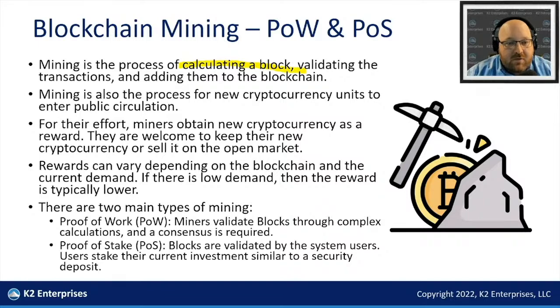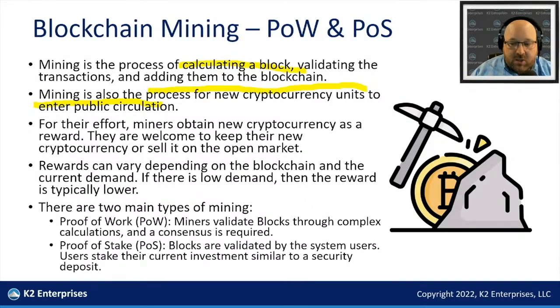And so when we do this, the transactions are processed through. We are making sure that the transactions are valid, that they meet the strict cryptographic standards that are expected for blockchain, that people have the money that they say they're going to have, the coin that they say they're going to have, the address that they're sending something to is a valid address, and more. And so it's also the process of adding new cryptocurrency units in a public blockchain into public circulation.